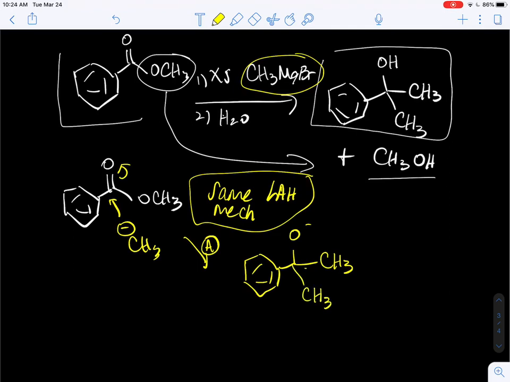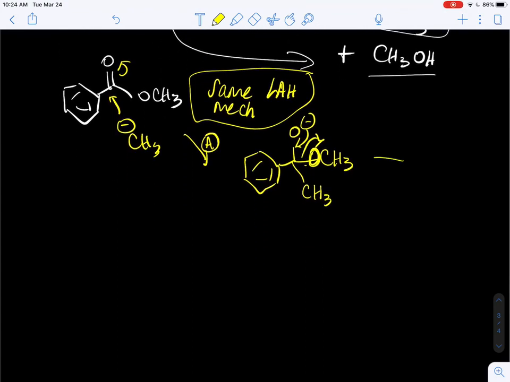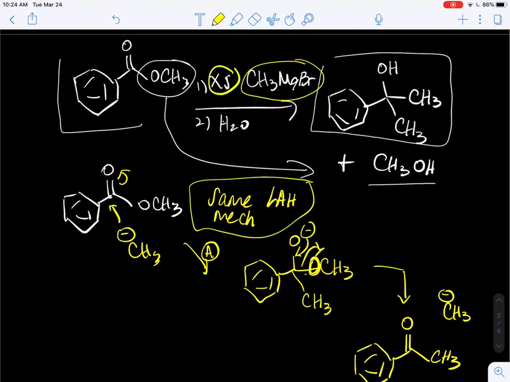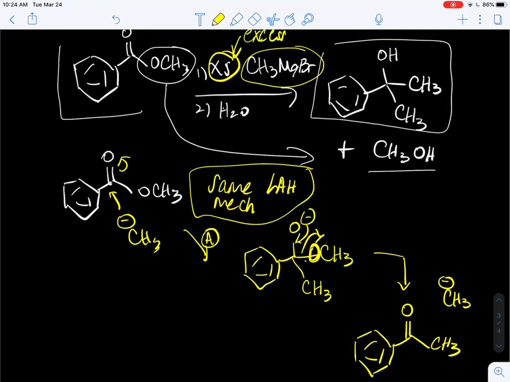I accidentally dropped off my oxygen there. Okay, so there's that oxygen. So you want to kick off the negative charge. Okay, and what you get is a ketone. And we've learned before that ketones can react with Grignards, and that's why we say excess, right? That means we have lots of equivalents, more than 2.